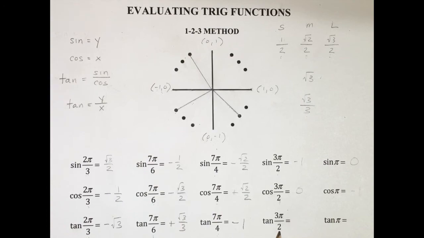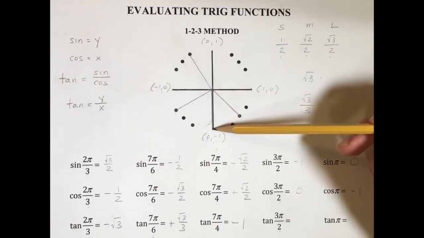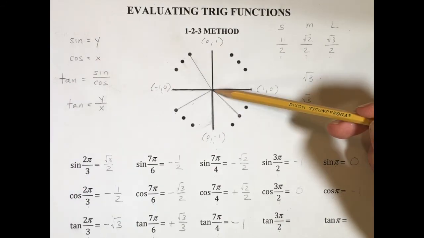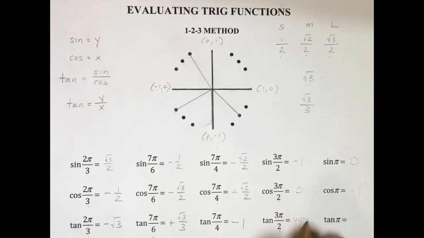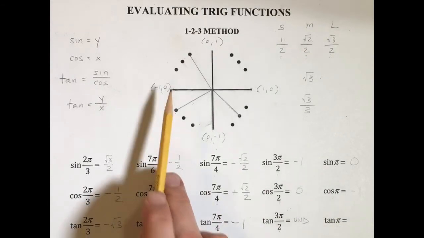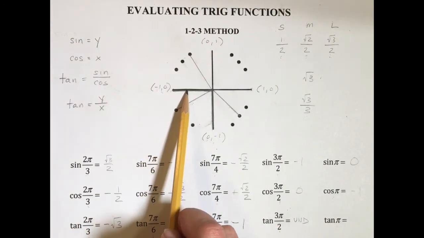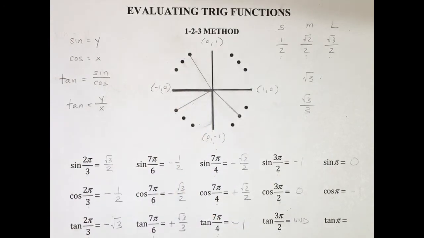Let's evaluate tangent of 3 pi over 2. Here's 3 pi over 2. This line is ridiculously steep. It's perfectly vertical. We could say it has a slope of infinity, or in other words, undefined. And we'll evaluate tangent of pi. Here's pi. And the slope of this line is, of course, 0. Tangent of pi is 0.